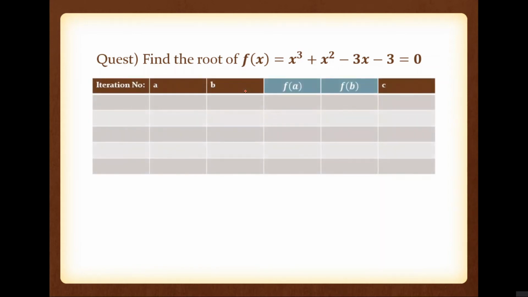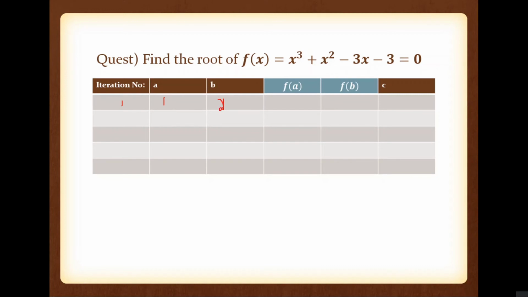Okay. So draw this tabular column: iteration number, a, b, f of a, f of b and c. If you want, you can add one more column, that is f of c. If you are using f of c as the stopping condition, then you need one more column, f of c. So this is iteration number 1. First iteration, a is 1, b is 2.